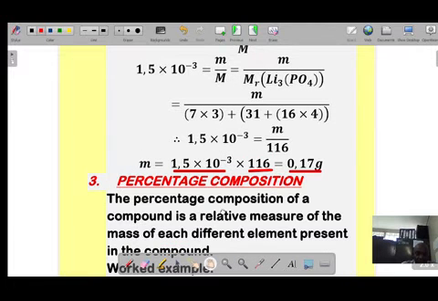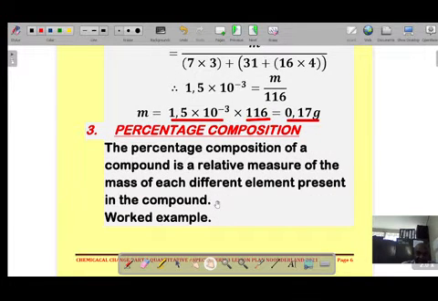Percentage composition of a compound is a relative measure of the mass of each different element present in the compound. As in, we measure the mass of each element divided by the total molar mass times 100. Let me say it again. The percentage composition of a compound is a relative measure of the mass of each different element present in the compound. Work example here.